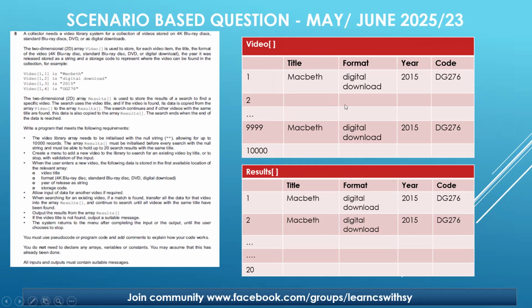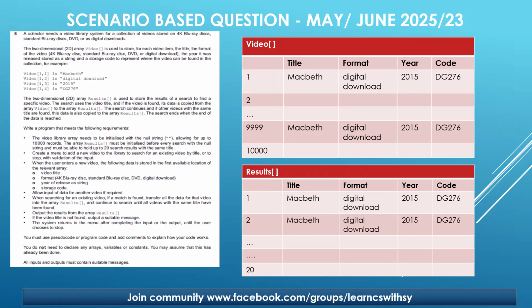Video 1,3 is 2015, as you can see, 2015. And video 1,4 is DG276. Same data taken from here. Now, I hope that this is a clear representation of the array, 2D array by the name video.